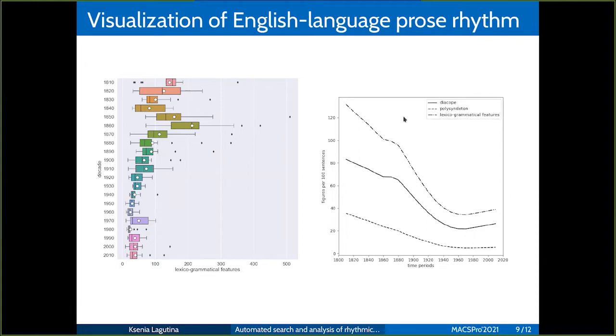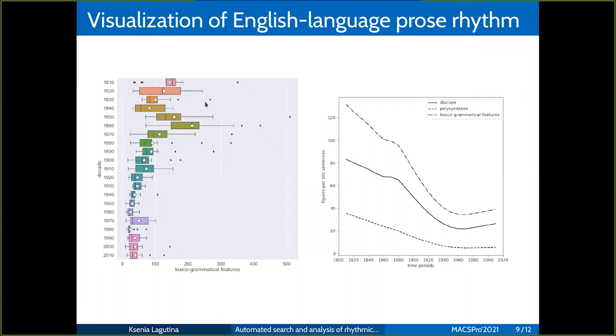So diacope is the most popular feature. It reached up to 80 figures per 100 sentences in the 19th century, and during the 20th century it decreased in number, and in the 21st century it remains very close to the end of the 20th century.